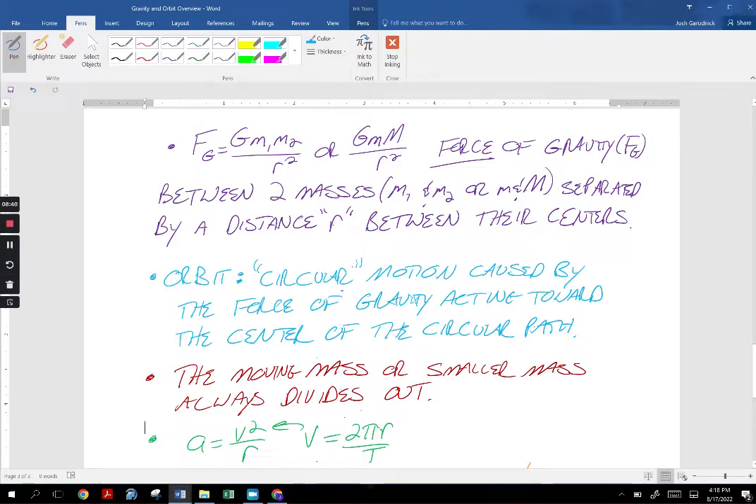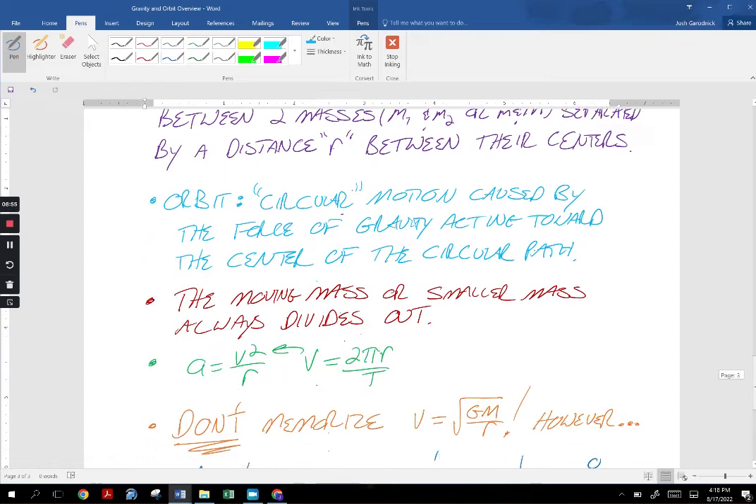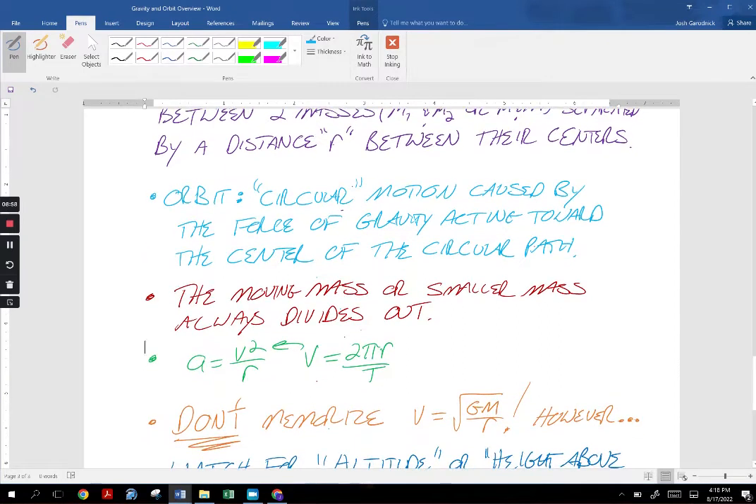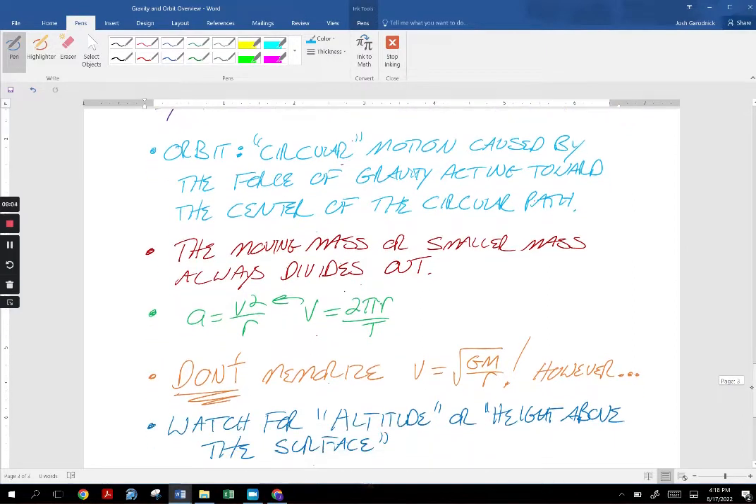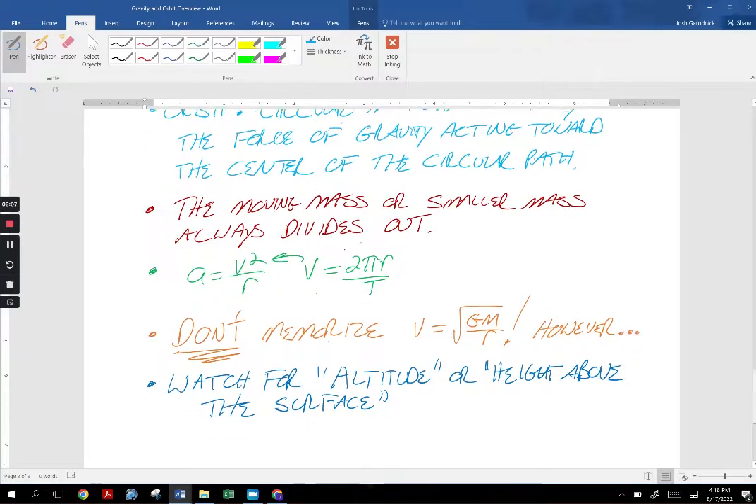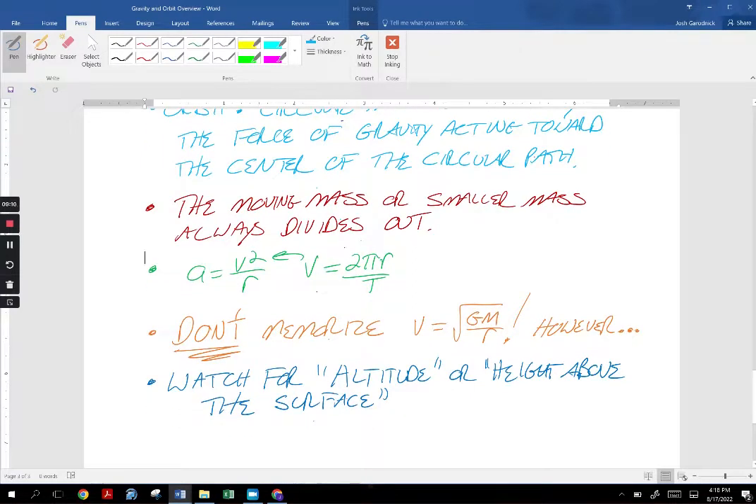Orbit, as we discussed in class, is just circular motion, or nearly circular, hence the quotes, caused by the force of gravity acting towards the center of the circular path and the object's inertia. But let's not get too technical. We can discuss that in class. The moving mass will always divide out. That is worth knowing and then proving algebraically while setting up the problem. And since we do sum of the forces equals mv squared over r, don't forget, we can bring v equals 2 pi r over t to the party and keep going. We can get the orbital period involved here.